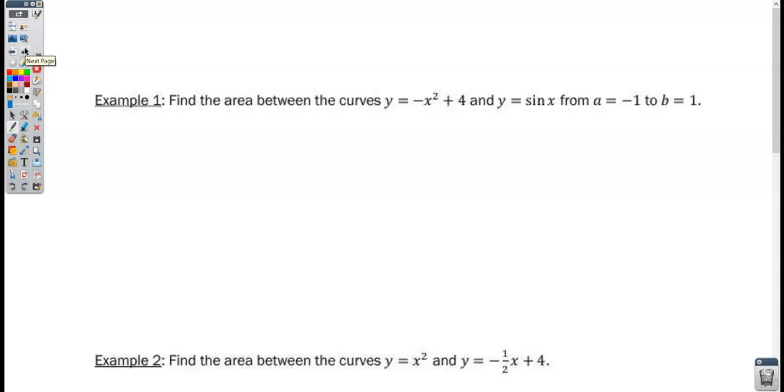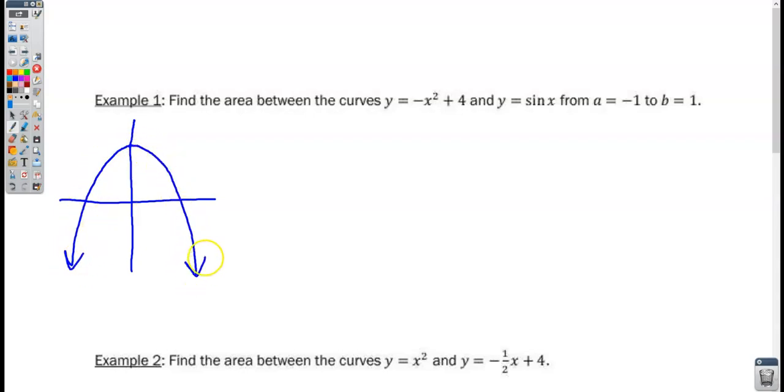First example, we're going to find the area between the curves y equals negative x squared plus 4 and y equals sine of x from a equals negative 1 to b equals 1. So if I sketch these two curves, y equals negative x squared plus 4, a downward opening parabola, and y equals sine of x. Well, I don't know exactly where it crosses through there. I don't know exactly where it hits the parabola, so I'm just kind of guessing here.